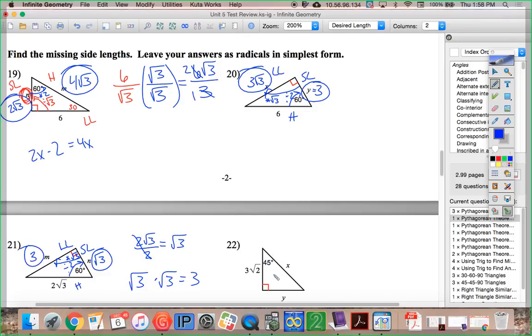This is a 45, 45, 90, so this should also be 3 radical 2 because the legs are the same. Then to get to the hypotenuse, you multiply by radical 2. 3 radical 2 times radical 2. When I multiply these together, radical 2 times radical 2 is just 2. So 3 times 2 is just 6. So that should be this answer.